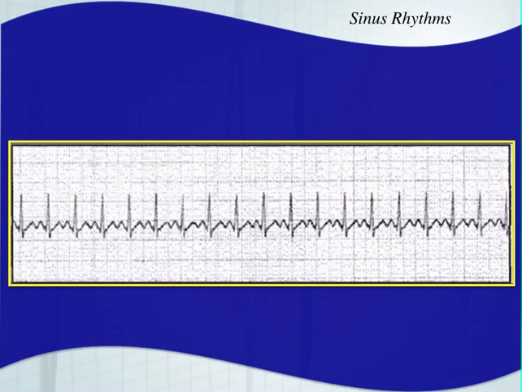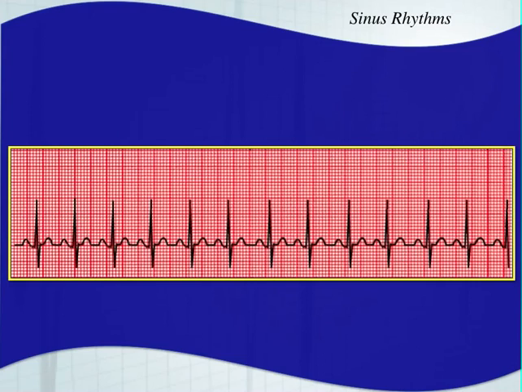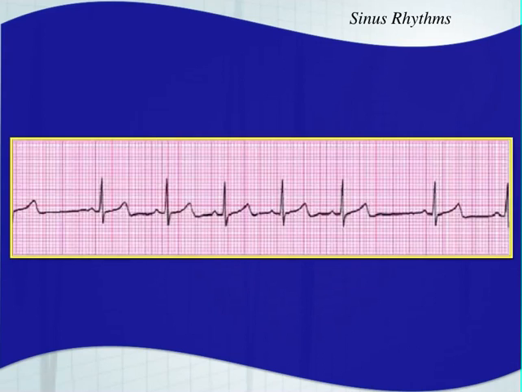Again, moving along, this next one, as it comes up here. All right, 1, 2, 3, 4, 5, 6, 7, 8, 9, 10, 11, 12. It's fast. It's a narrow QRS complex. You have a P wave. There's no extra P waves. Your PR interval is normal, and it's a regular rhythm. It's also sinus tachycardia.